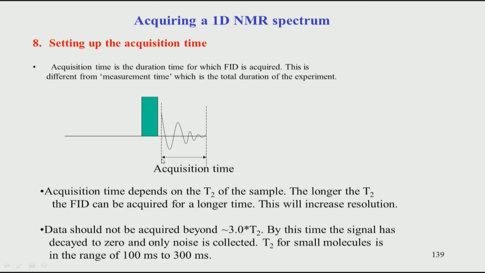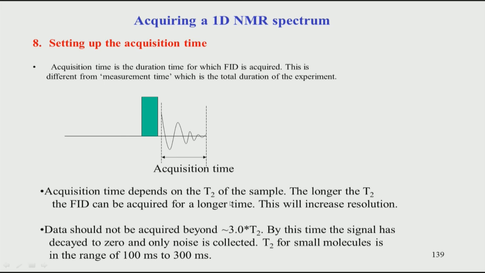So, the acquisition time, how long you record an NMR signal, depends on the T2 of the sample. In the previous class we saw that we should have a rough idea of the T1 because we need to set up the relaxation delay. In this particular case we need to know the T2 of the sample. So, we need to know both T1 and T2 of a sample for recording any NMR experiment.